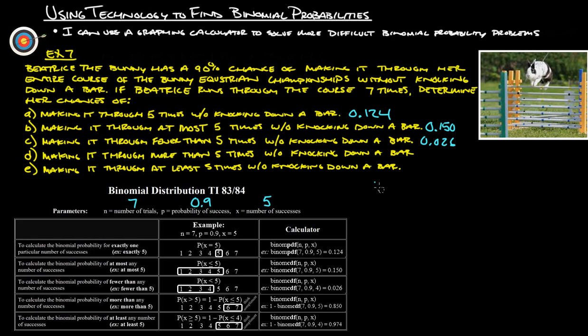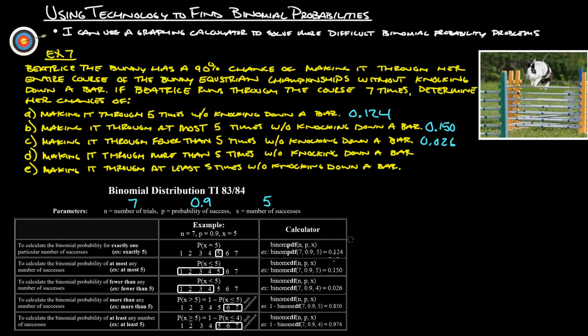Okay, again, pretty small. Pretty low probability. If you'll notice here, we're matching up with what we're supposed to get, so that's good. Okay. Now, making it through more than 5 times without knocking down a bar. So if we're going to go through more than 5 times, that's going to be either 6 or 7. So really what we want to do is take the complement of at most 5. At most 5 is 1, 2, 3, 4, 5. More than 5 is the rest, 6 and 7, right?